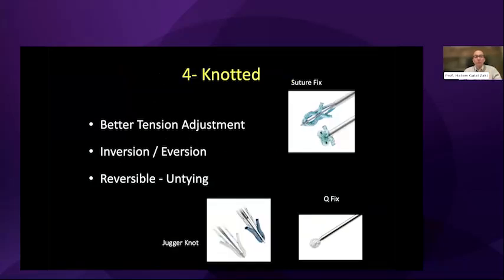Now, do we use knotted or knotless? Both are available. The knotted ones allow you to adjust the tension better, to really control the tension before you do your knot. It allows you to control very sensitively the inversion and eversion, and they are reversible. If you do too much, you can untie them and control your inversion and eversion.